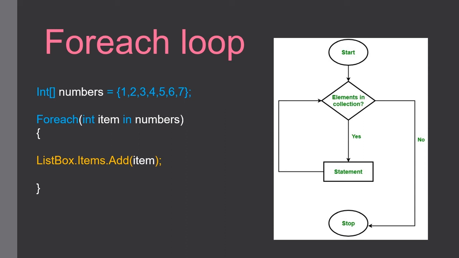So before we go to Visual Studio, let me show you right here the logic of a foreach loop. You can see that it starts right here, and it's going to go ahead and check for elements in the collection.